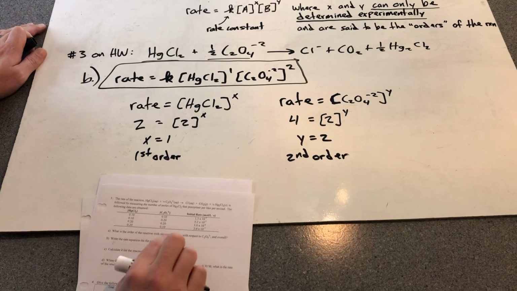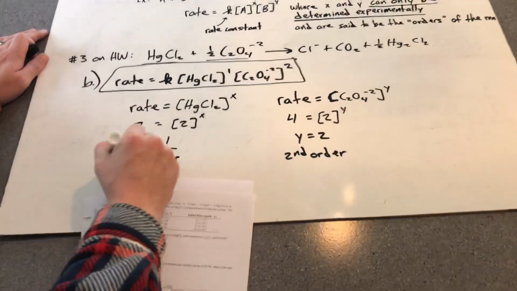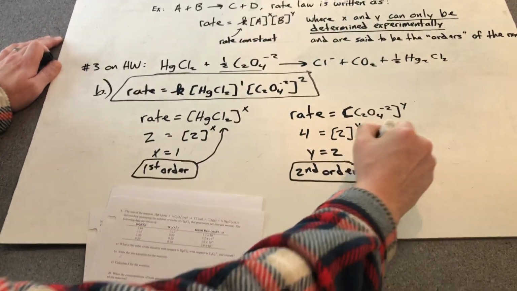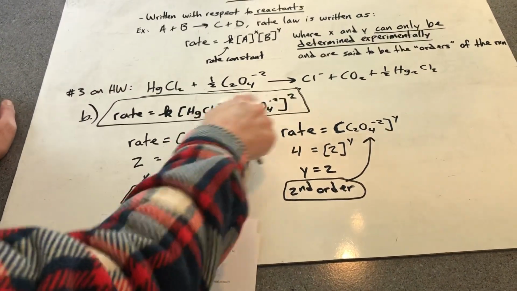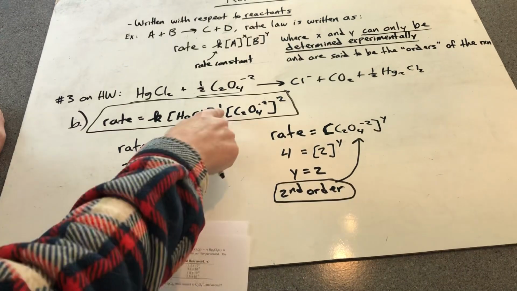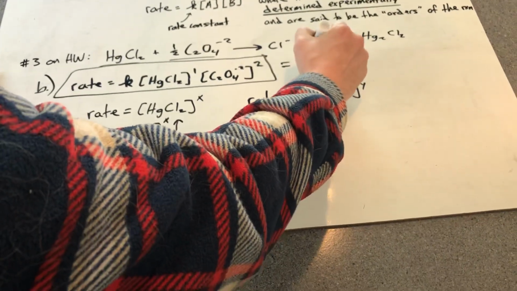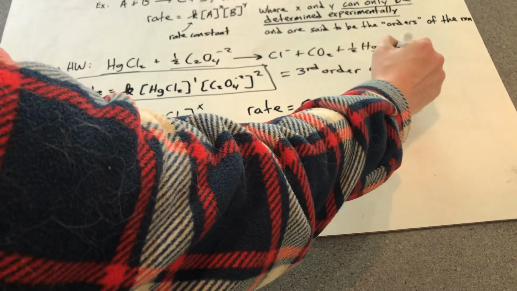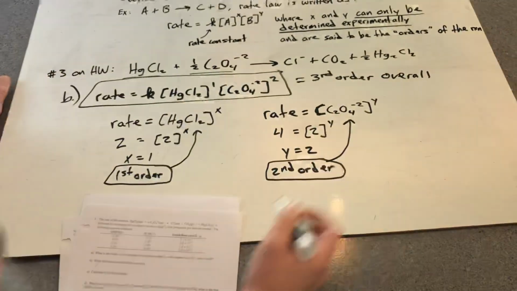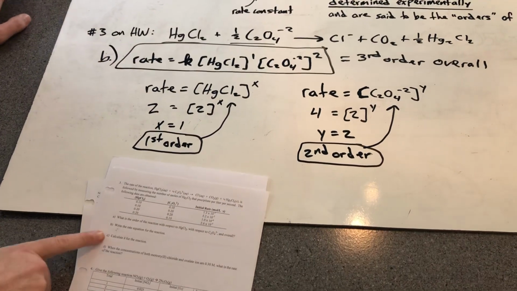What is the order of the reaction with respect to HgCl2, with respect to C2O4 minus 2, and overall? So we would say it's first order for HgCl2, it's second order for C2O4 minus 2. Now to get the overall order, what we're going to do is just add up the exponents. So 1 plus 2 in this case gets us third order overall. So that would be your answer to letter A. I'll come back in a second and do C and D with you.